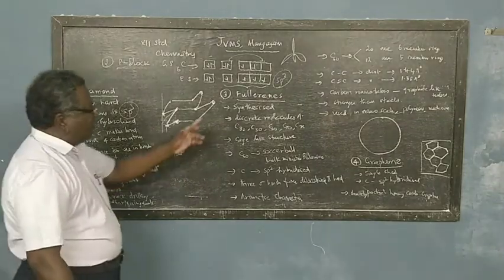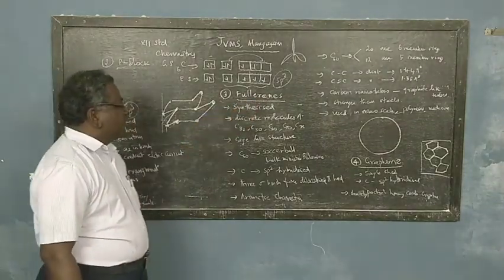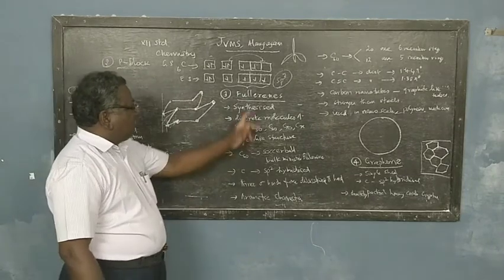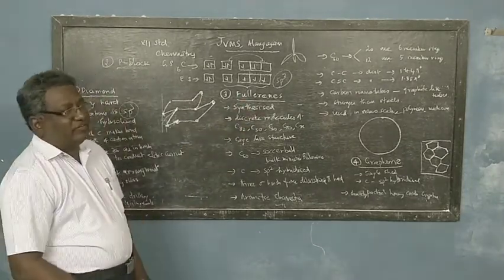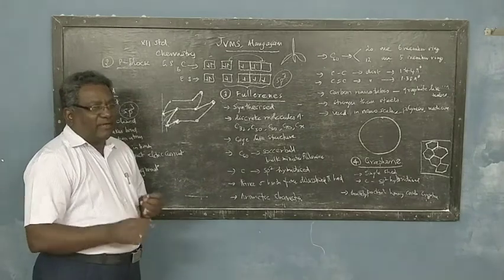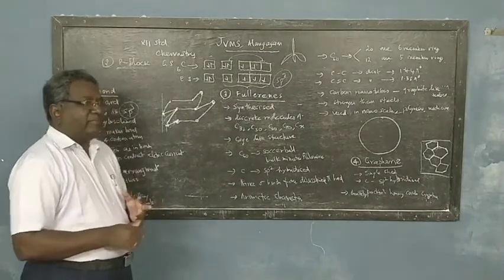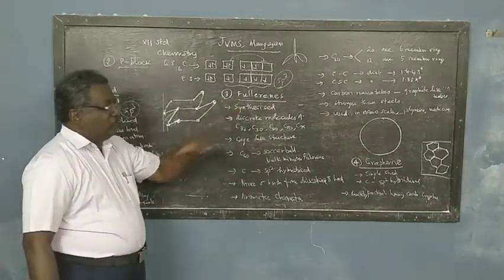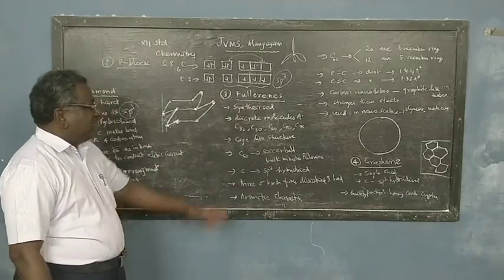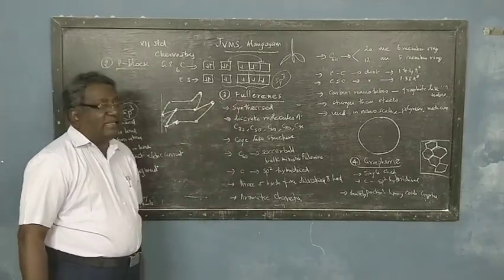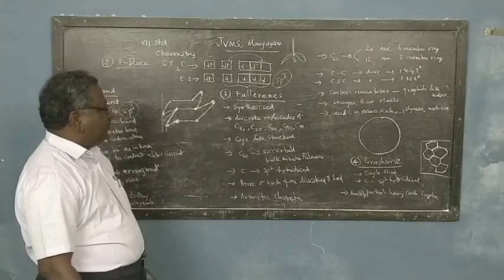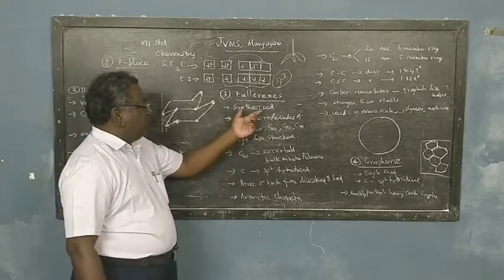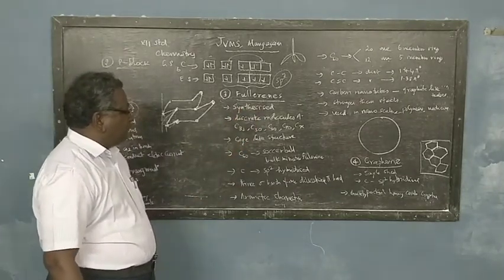The next allotrope is fullerenes. Fullerenes are not a natural allotrope. That's a very important factor. Graphite and diamond occur in nature, but fullerenes do not occur in nature. They are synthesized in the lab. They are chemically prepared allotropes. Therefore, it is a synthesized allotrope, right?